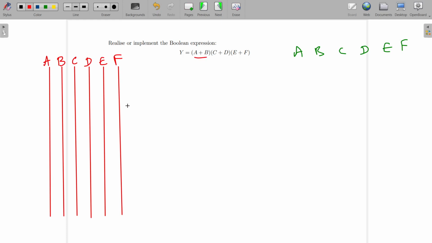Now you implement this first term A plus B. So it is an OR gate. So take the connection from this A, then take the connection from this B. So they are combined using OR. So this is your OR gate. So the first term is implemented.